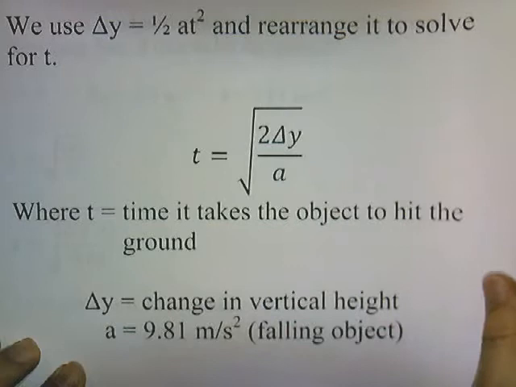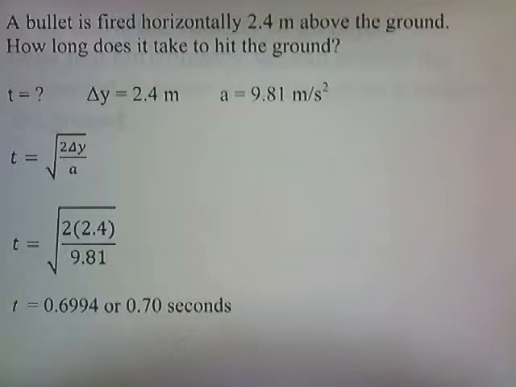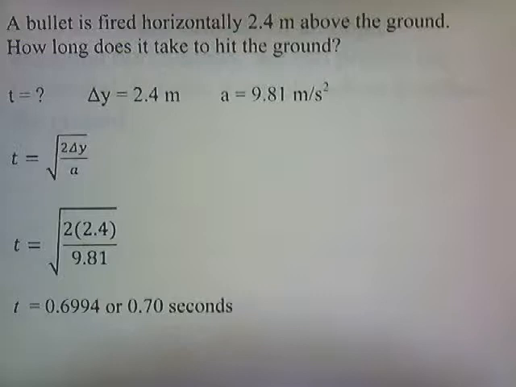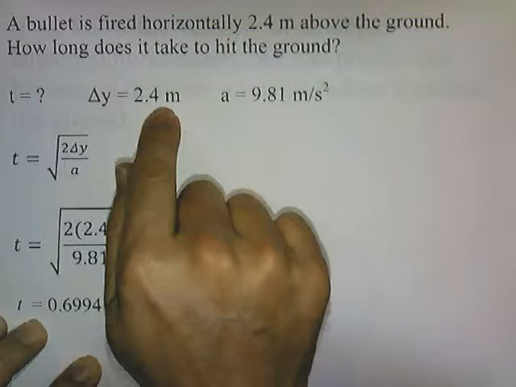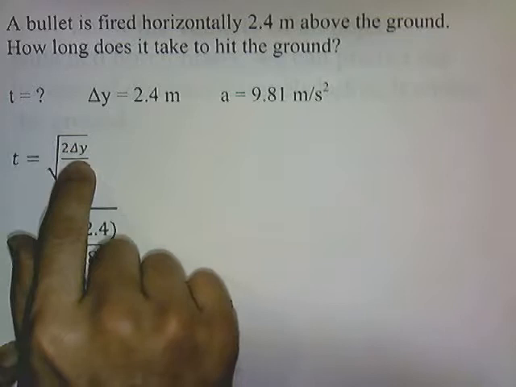So let's do a problem. A bullet is fired horizontally 2.4 meters above the ground. How long does it take to hit the ground? Well, it doesn't matter if you were to just drop the bullet or throw it horizontally. It will take the same amount of time to hit the ground. So we'll use our formula. t is what we're trying to find, how long it takes the object to hit the ground. 2.4 meters is the change in the vertical distance it drops through, and a is the rate at which it accelerates downward. All right, so our formula is t equals square root of 2 delta y over a.